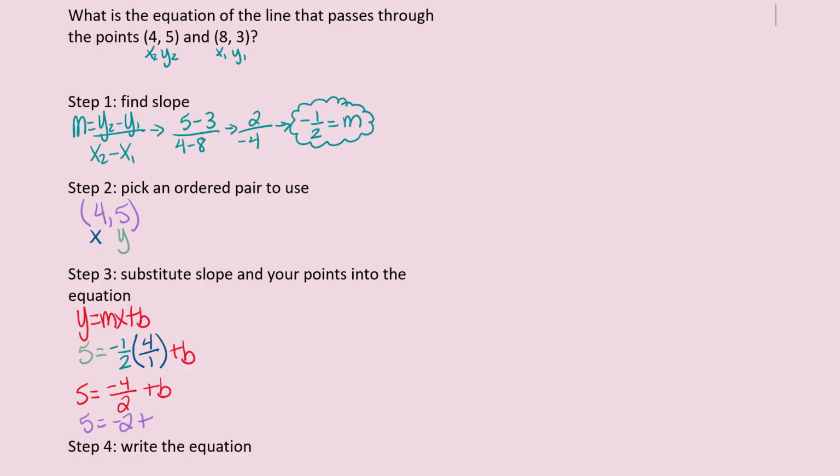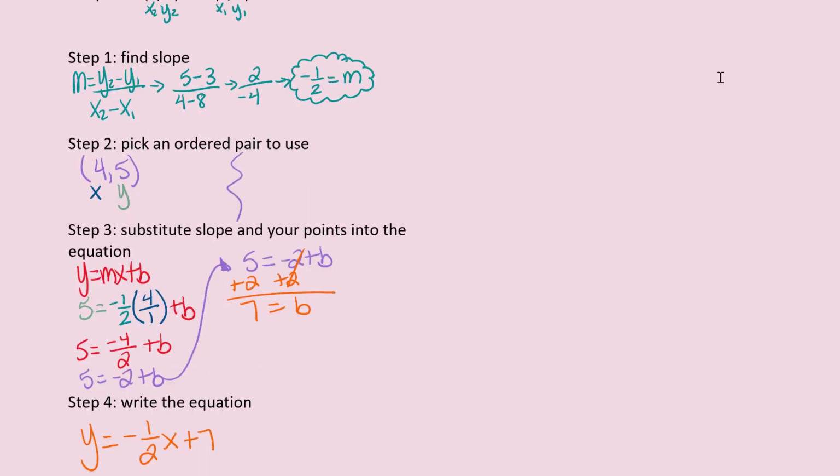I'm just going to rewrite this off to the side, just because apparently we needed a bit more room. In order to get b by itself, I'm going to add 2 to both sides this time, because now it's negative. So we get that 7 equals b. So our equation is y equals negative 1/2 x plus 7.